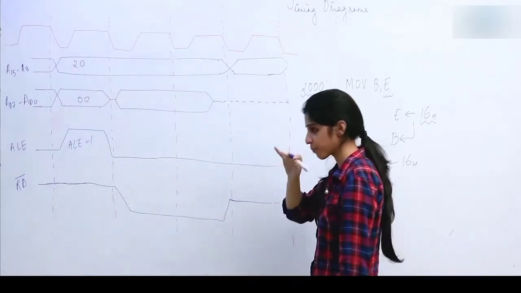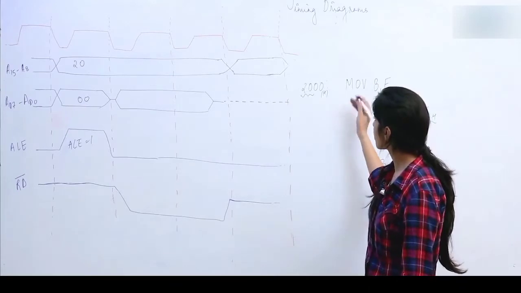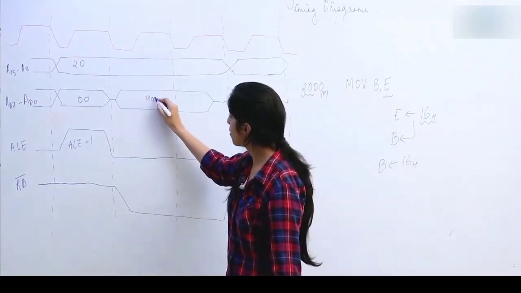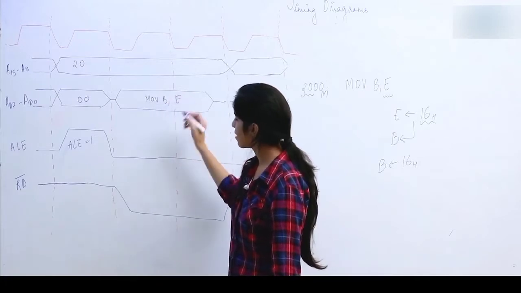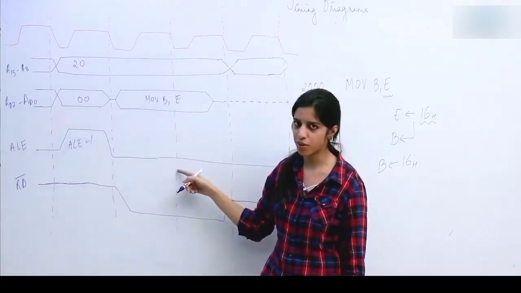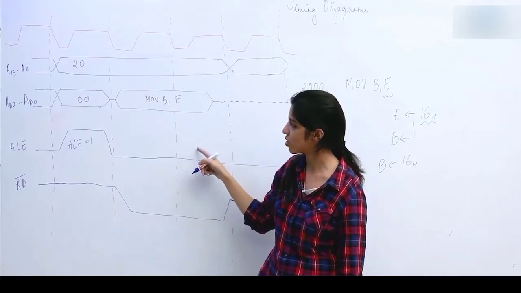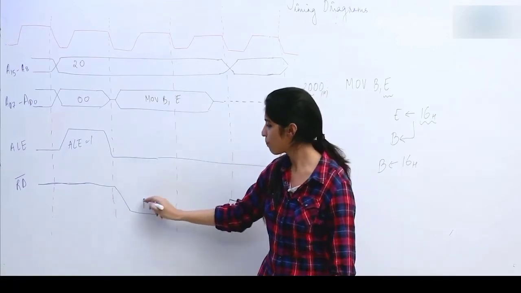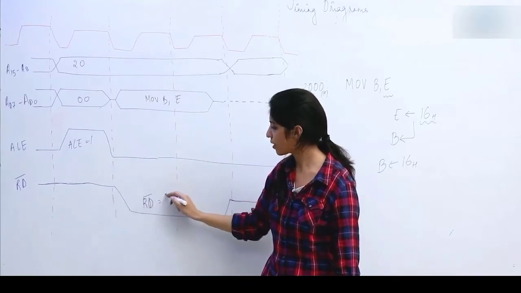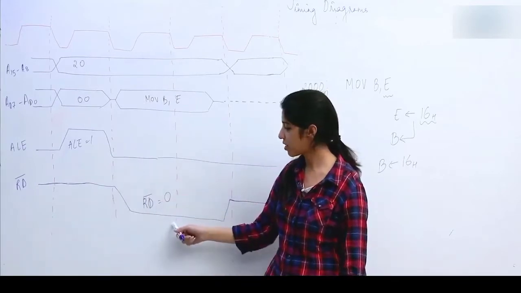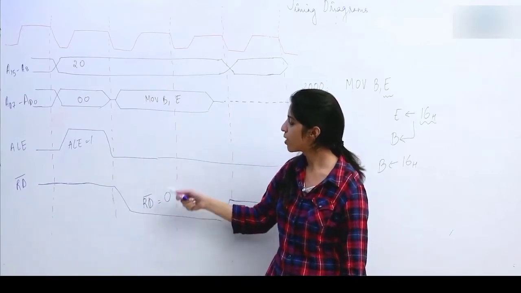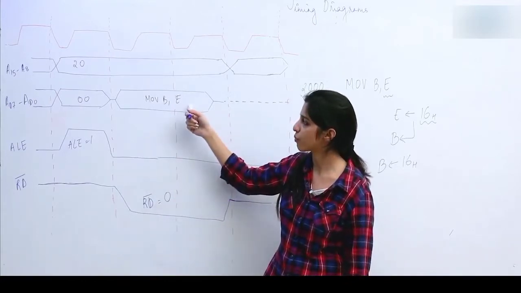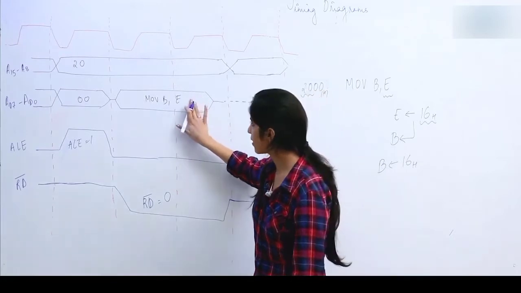When we reach there, we get the opcode. What is the opcode? MOV B, E. Now since ALE is low, ALE is 0, this bus is going to behave as the data bus, and also we are going to make read bar as 0. When this read bar is 0, we are going to read this data, we are going to fetch this data from the memory. So, now we have got the data.